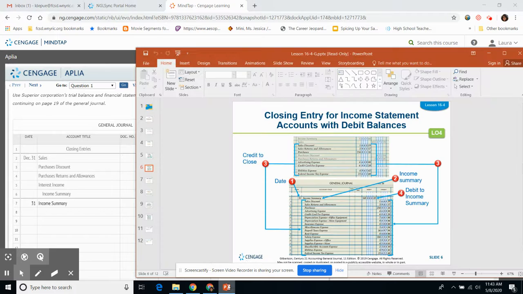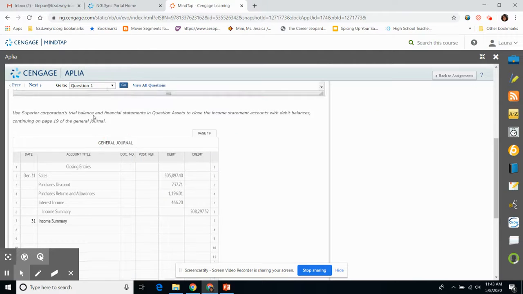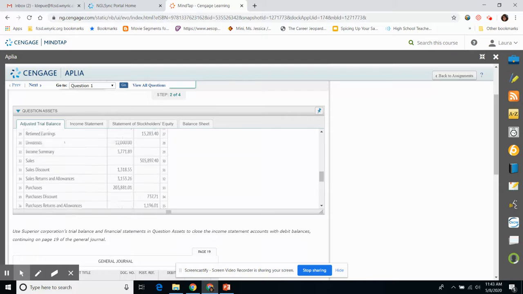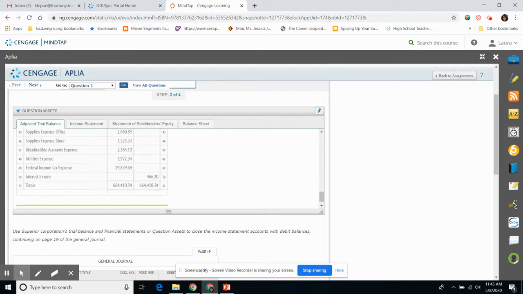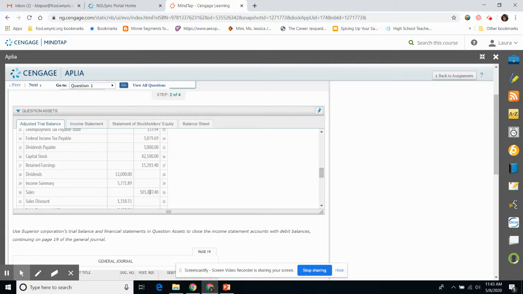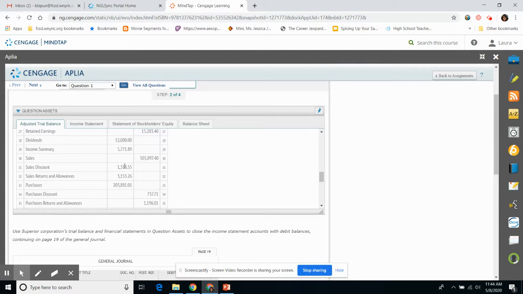Step 2 then is going to be closing entry for the income statements with debit balances, like we mentioned. So I'm back into the PowerPoint. This is showing you what the transaction will look like. You are going back into the adjusted trial balance, and you are finding all of the debit balances. So it's anything under income summary. So the income summary account is right here, and you're looking at all of the debit accounts here. So starting with sales, discount, and below.